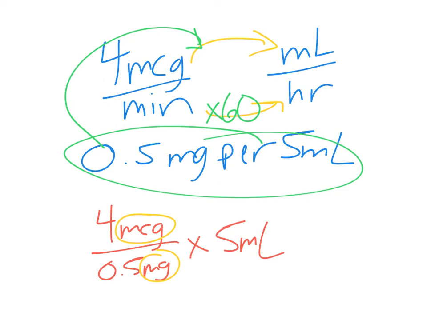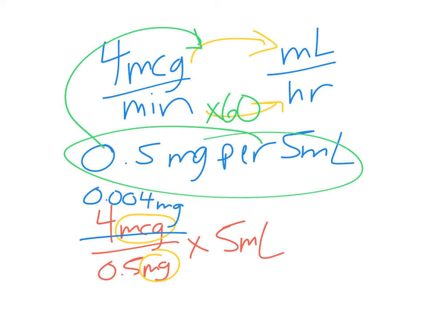We can either take that micrograms and convert it into milligrams, or convert those milligrams into micrograms so that they both match. I'm in the habit of getting everything into milligrams, so I'm going to convert that 4 micrograms into milligrams. So that would be 3 places to the left, or dividing by 1,000. And so that would give me 0.004. That's what it is in milligrams.